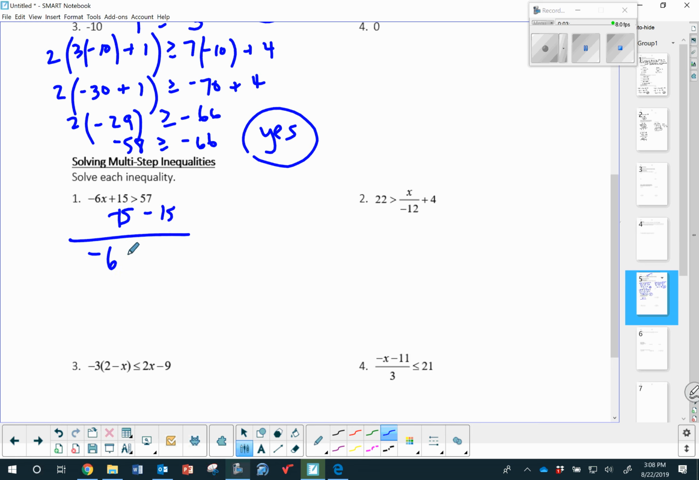This leaves us -6x is greater than 42. I'm going to divide both sides by -6. Because I'm dividing by a negative, remember your sign has to flip. So x is less than -7.